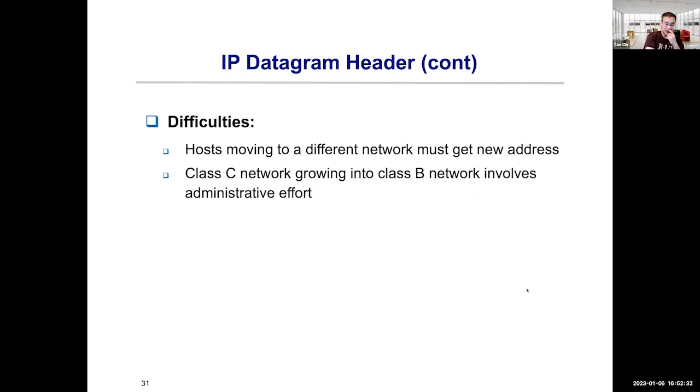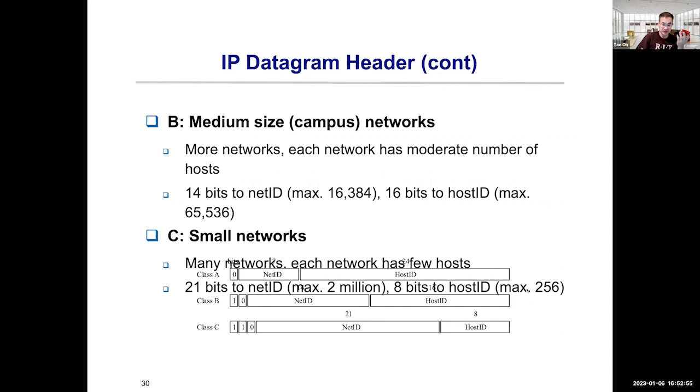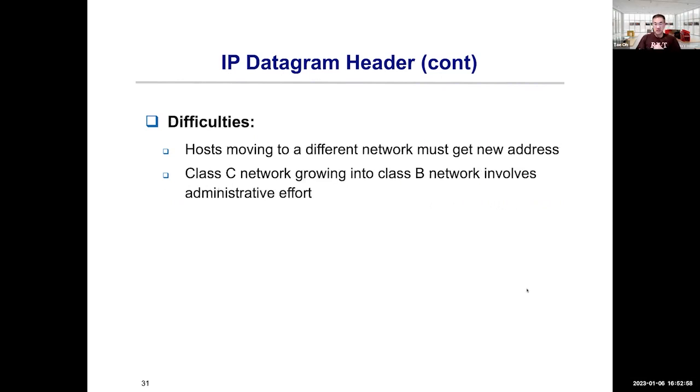Another thing is a class C network growing into a class B network. A class C has only 8 bits of host ID, and companies think they're going to grow and get bigger. So initially they use a class B network, which has 14 bits of network ID and 16 bits of host ID. They think they're going to use all of it, but in a lot of cases, a lot of companies do not use all of it. And a lot of companies fail, are not able to grow, sometimes decline into bankruptcy. So this became a pretty big issue, okay?